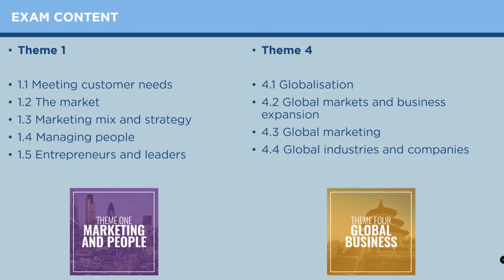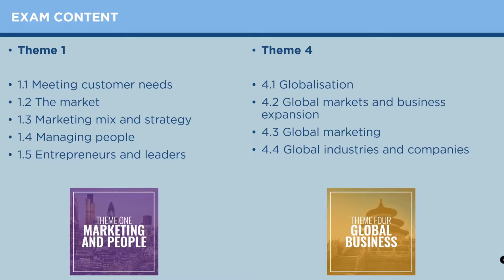Theme 1 and Theme 4 have a huge amount of links between them. Some of them are really quite obvious. So for example, Theme 1 is about marketing and human resources, and 4.3 in Theme 4 is about global marketing, so there's a really clear link there. And there are a few links with human resources in terms of recruitment and staffing within these global markets as well.